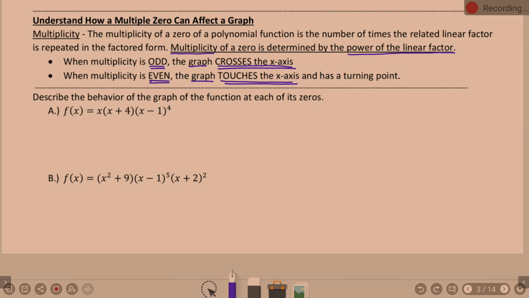Now, what we're being asked to do here: it says describe the behavior of the graph of the function at each of its zeros. So we need to find all the zeros. It's in factored form, so that's the easy part. We need to state the multiplicities, which is the power of the linear factors. And then we need to describe what it's going to do at each of those. Is it going to cross the x-axis, or is it just going to touch the x-axis?